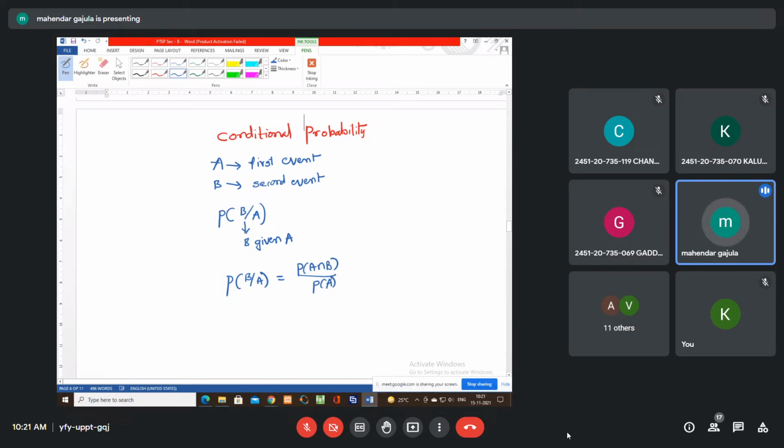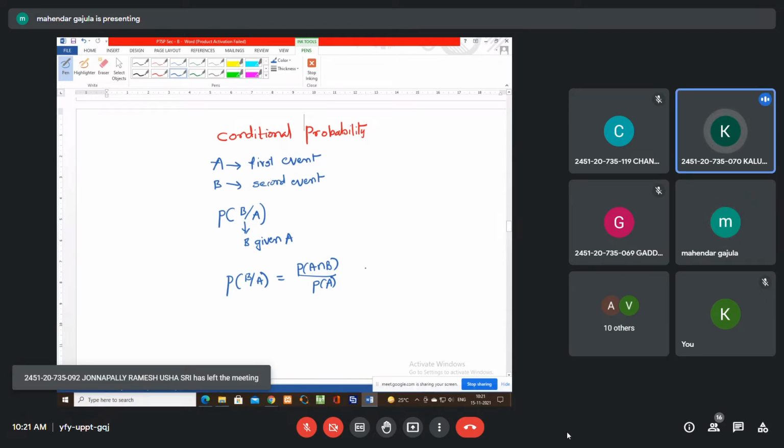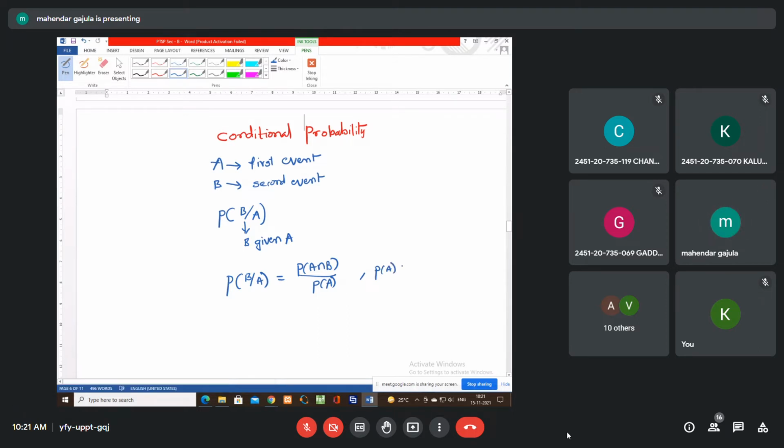Is there any condition here? P of A should not be equal to 0. Equal to 0 is not allowed, so P(A) not equal to 0.